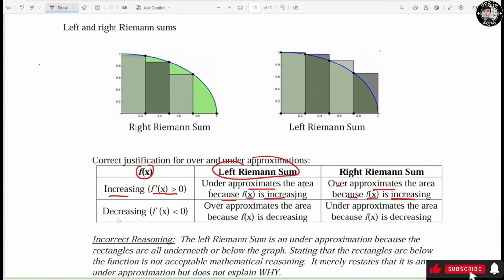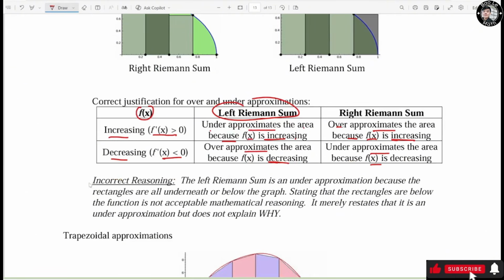Now, if the function f of x is decreasing, in other words, f prime of x less than 0, the left Riemann sum overapproximates the area because f of x is decreasing. The right Riemann sum underapproximates the area because f of x is decreasing.